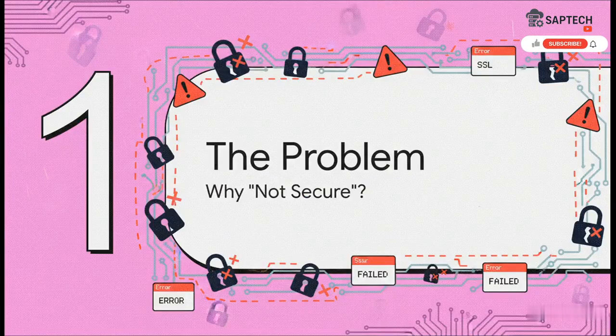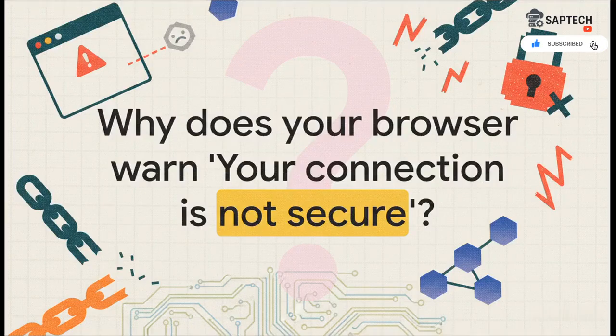So let's start with the problem, a super common, kind of frustrating error that I guarantee every single one of us has seen before. You know the one I'm talking about, right? You're trying to get to a website, maybe it's even an internal company portal, and bam, your browser just throws up that dreaded not secure warning. What is actually happening there? Why is your browser suddenly saying, hey, I don't trust this connection?